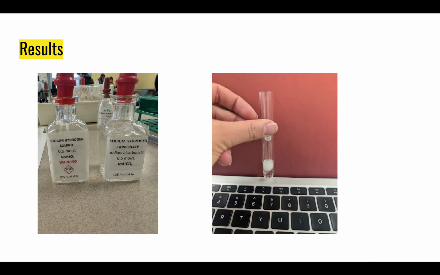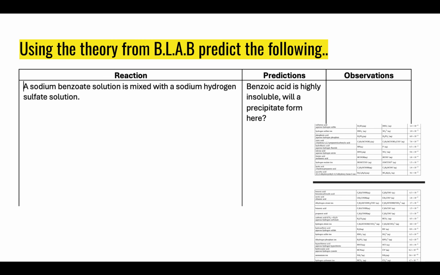And then we go and do this in the lab. So we have the sodium hydrogen sulfate, the sodium hydrogen carbonate, and when it's mixed together, you can see that it made bubbles, and that would be the carbon dioxide from the product being decomposed. So now here's another one where we're adding sodium benzoate with sodium hydrogen sulfate. So we want to take a look at what's being formed.